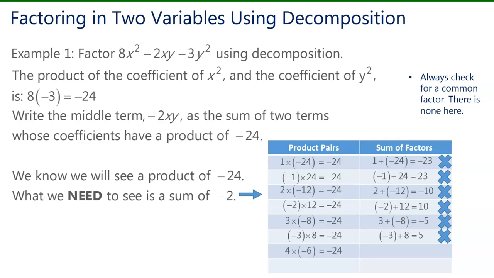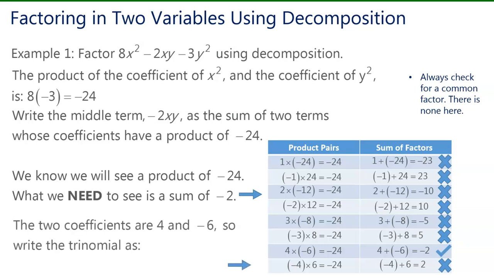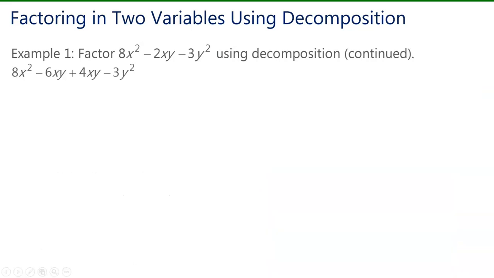4 times negative 6 gives us negative 24, but 4 plus negative 6 gives us our winner of negative 2. We also could have tried negative 4 and 6, but this would give us a sum of positive 2. The two coefficients are 4 and negative 6, so we write our trinomial as 8x squared subtract 6xy plus 4xy subtract 3y squared. We see that this is equivalent to our original trinomial.